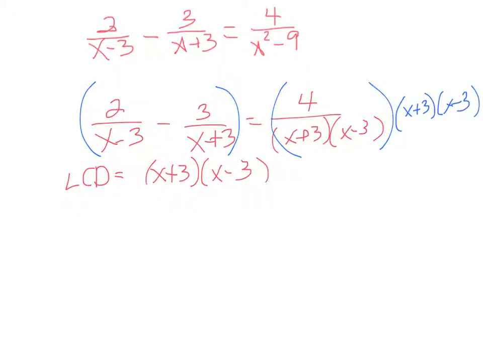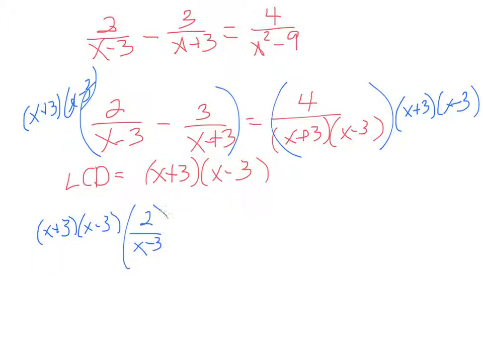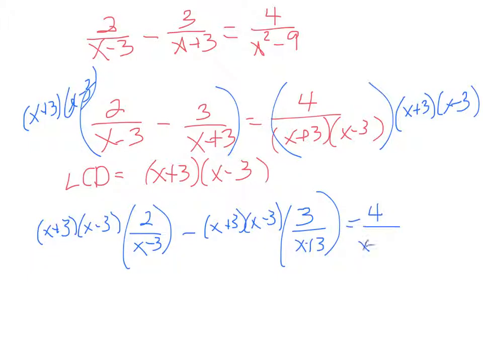So we're going to multiply each side of the equation by x plus 3 times x minus 3. Notice when we do that, we'll have to distribute on the left side. So as we distribute, we have x plus 3 times x minus 3 times our first term, 2 over x minus 3, minus x plus 3 times x minus 3 times our second term, which we said was 3 over x plus 3. And it's equal to 4 over this x plus 3 times x minus 3 times x plus 3 times x minus 3.